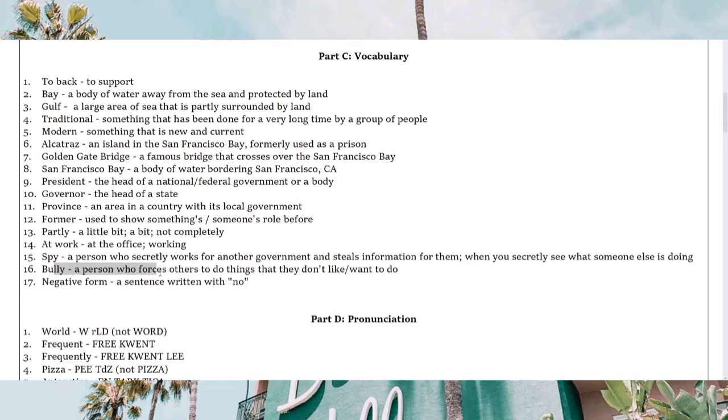Bully: a person who forces others to do things that they don't like or do not wish to do. Negative form of a sentence means a sentence written with no, something which has no in it. Right, so that's that for vocabulary.